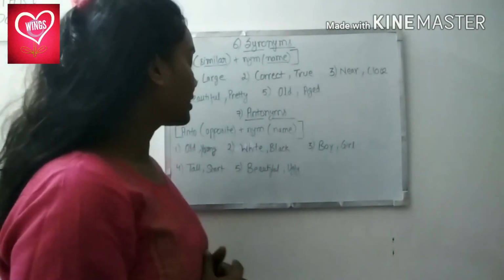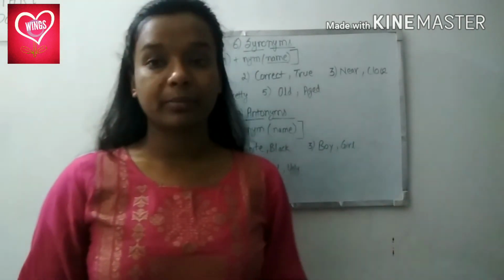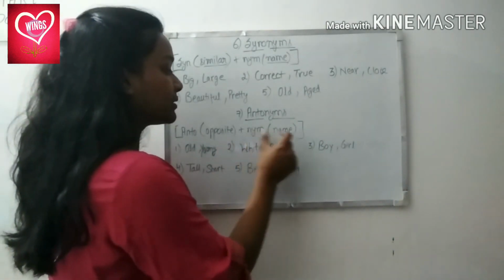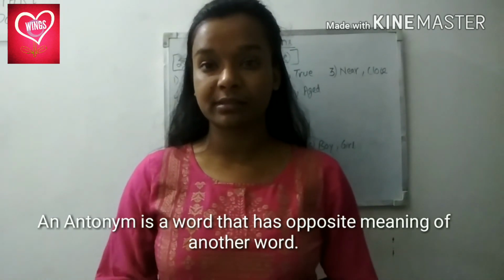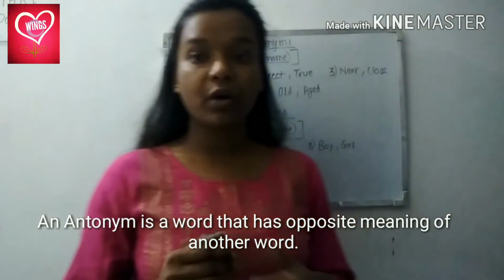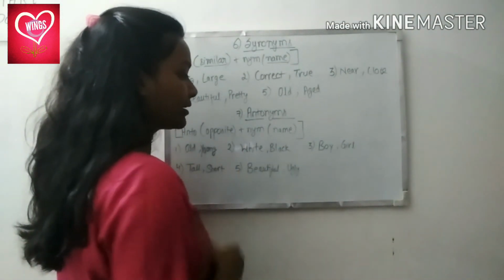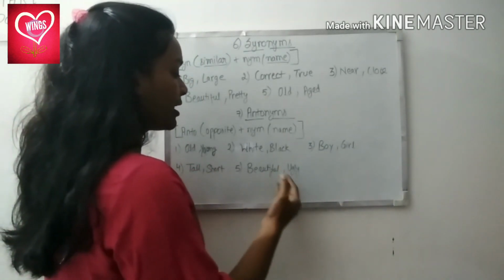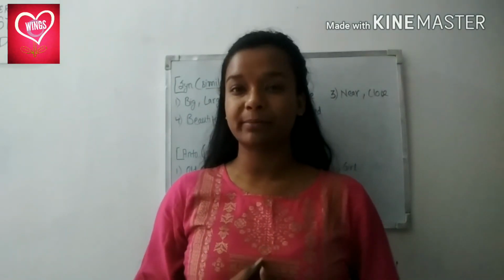Now let's come to the last type, that is antonym. This word is also made up of two root words, anti plus nym. Anti means opposite and nym means name. That means the words which have opposite meanings are called antonyms. For example, old, young, white, black, boy, girl, tall, short, beautiful, ugly. I have completed all the seven types of the word method.